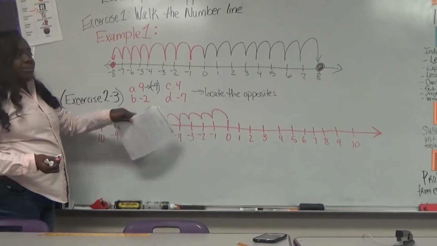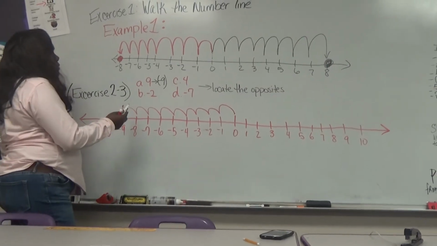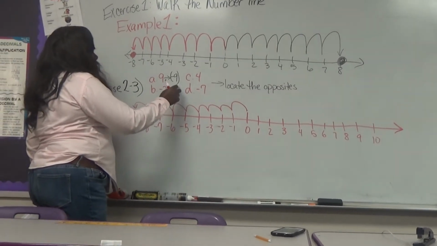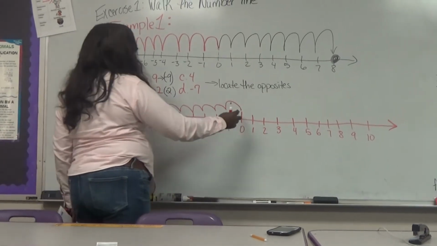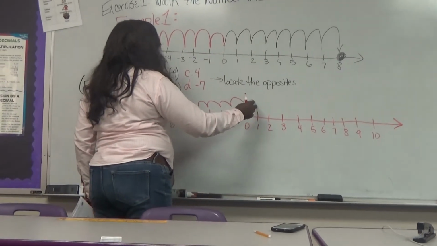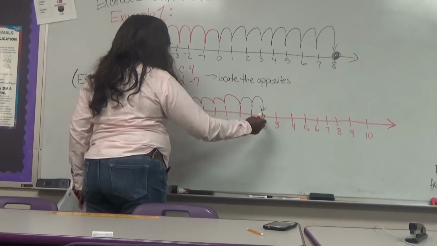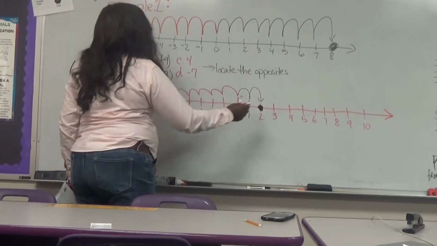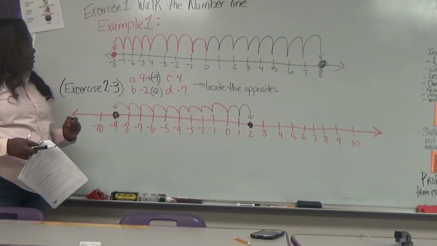What about on B? B says negative 2. So I need to put a dot on the opposite of negative 2, which is positive 2. So I'm starting at 0. Count over to a positive 2. 1, 2, and put a dot. Okay? I think you can handle C and D by yourself.